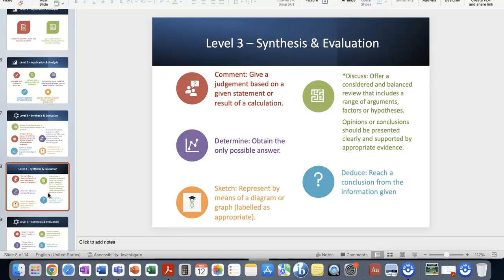On to the next slide here and discuss. So discuss, often you need a balanced review. So you now have to give both sides of the argument if there are 2 sides to give. Okay, so support things with appropriate evidence and make sure that you're presenting your answer clearly. Okay, so discuss both sides.